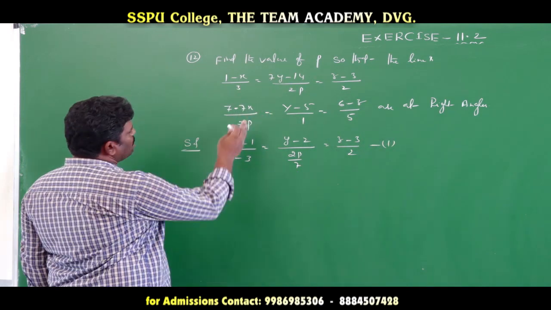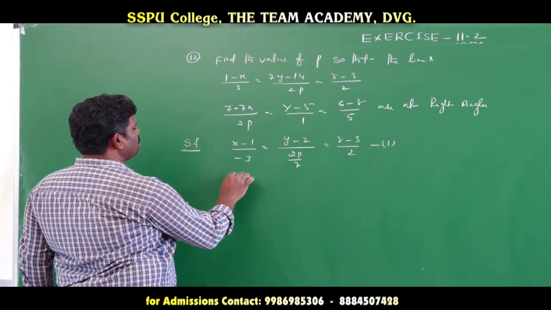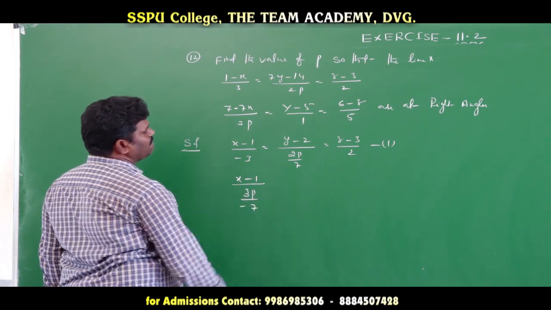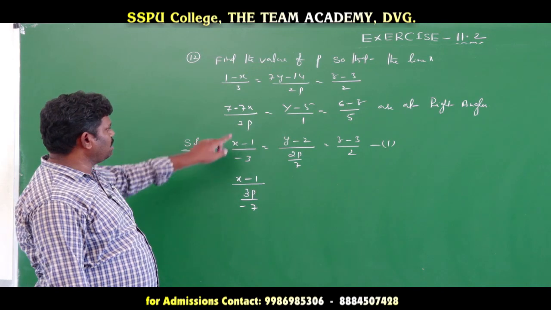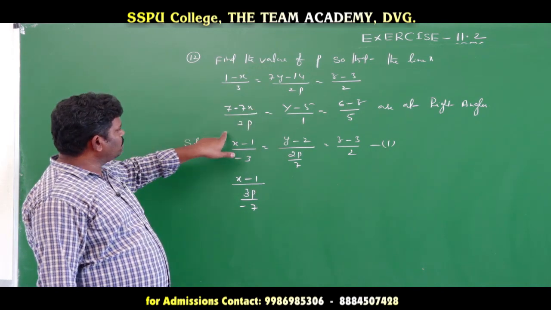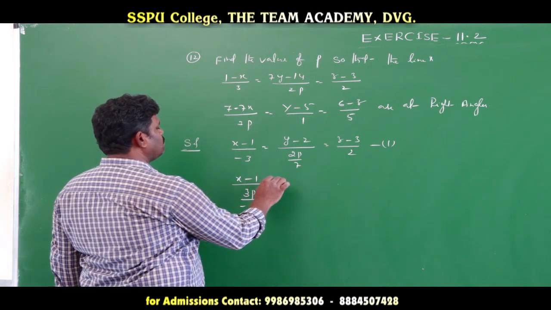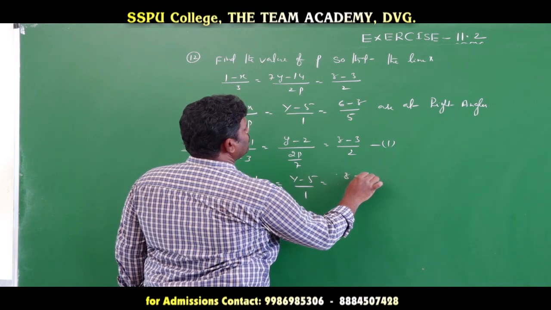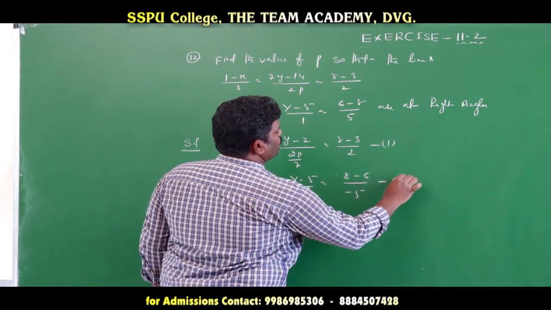And for the other one, again taking minus 7 common, (x minus 1) by 3p by minus 7, correct? So taking minus 7 common gives (x minus 1) by 3p by minus 7, that is equal to (y minus 5) by 1, that is equal to (z minus 6) by minus 5.